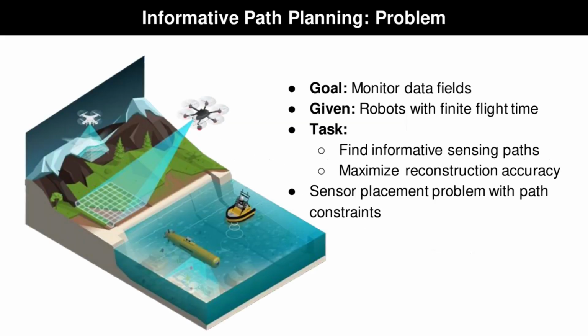The informative path planning problem requires one to find sensing paths for robots while accounting for their total flight time, so that the collected data results in an accurate data field reconstruction. This problem is particularly prevalent in environment monitoring. The informative path planning problem can be viewed as a sensor placement problem with path constraints.